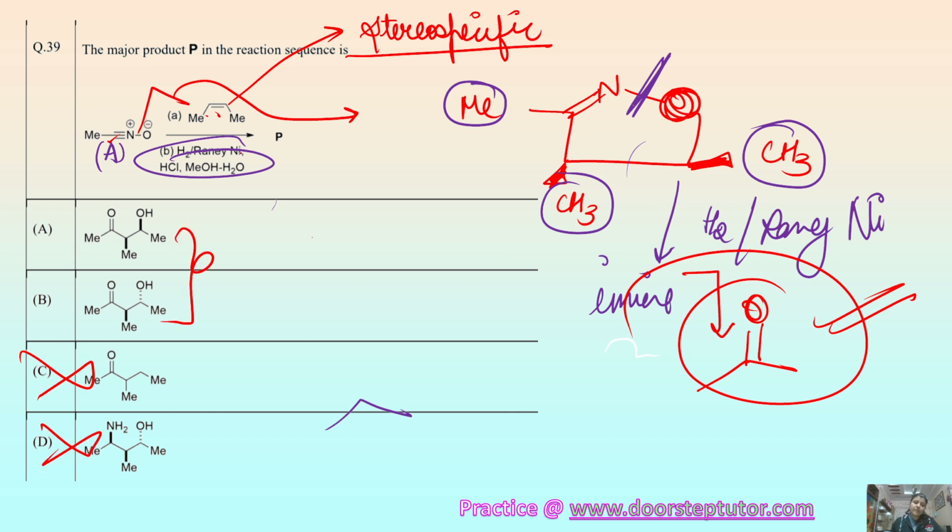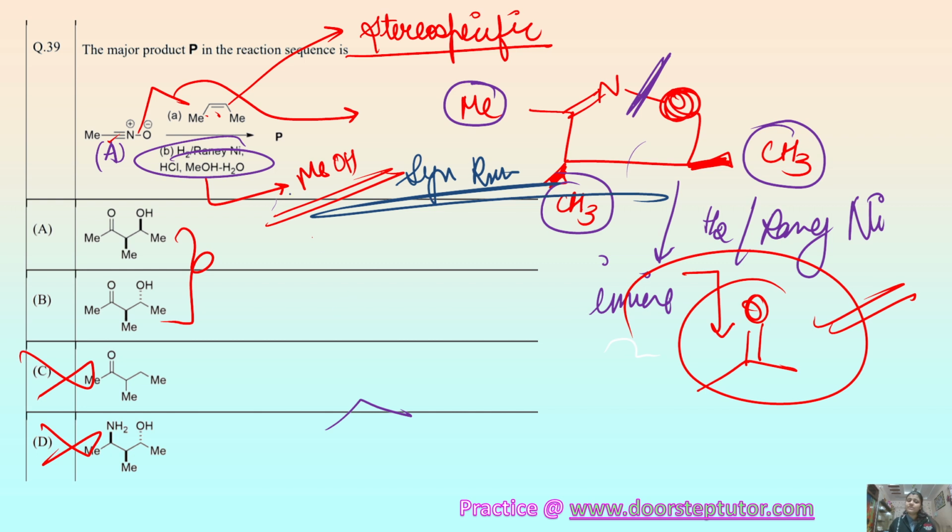I have told you that the addition of MeOH in this particular reaction is stereospecific. It means that it's a syn reaction. If it's a syn reaction, then Me and OH add on the same side. Me and OH attack from the same direction. So our answer is A, because this Me and this OH should have the same stereo.